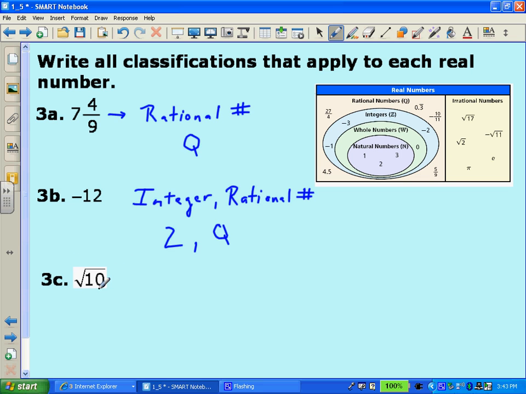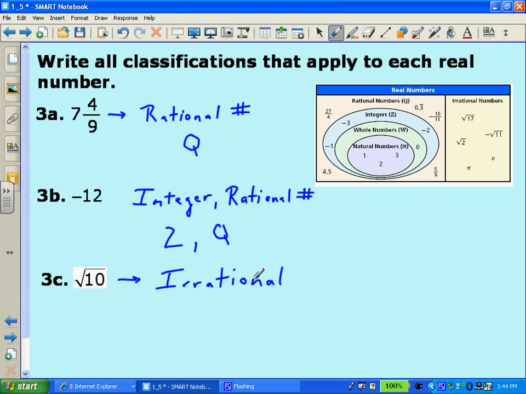And then the last one, we have the square root of 10. Okay, now when I see a square root, the first question you want to ask is, is it a perfect square? So is 10 a perfect square? And the answer is no. 9 is a perfect square, but 10 is not. So when I see the square root of a non-perfect square, I know right away that this is going to be irrational. All square roots of non-perfect squares are irrational.